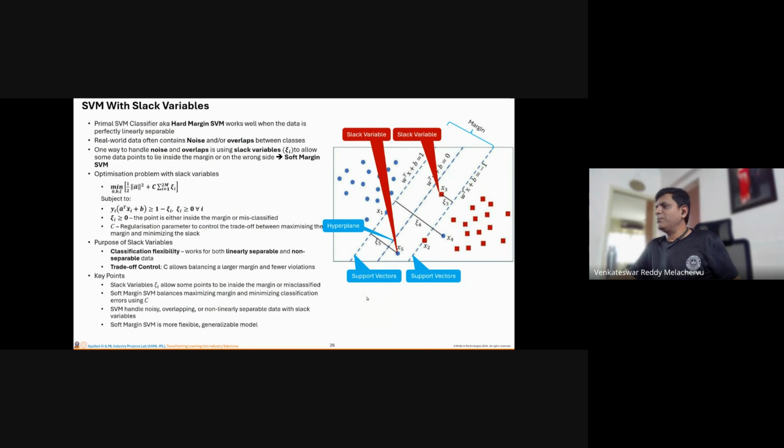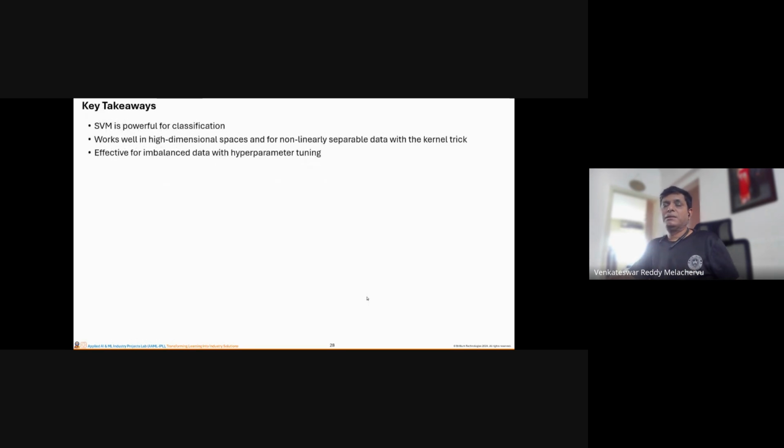Probably we'll spend time on slack variables tomorrow. What are slack variables? How are they related to SVM? And what is the mathematical optimization? We'll spend some time on that tomorrow. Accuracy and efficiency: there are 5 to 6 parameters. We all know this. Accuracy: how do we compute accuracy? We'll spend some time on that tomorrow. Precision, recall, F1 score, confusion matrix, ROC curve, and feature importance. I'm asking you to compute all of these for the project and plot them.